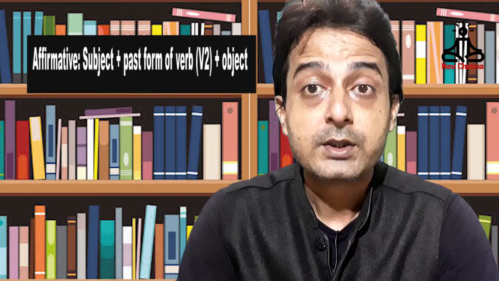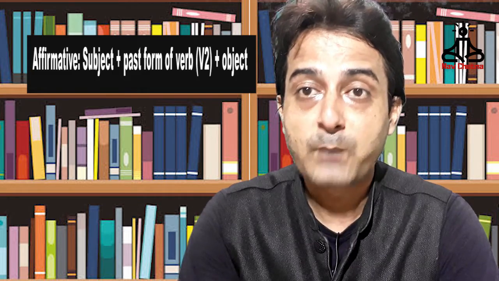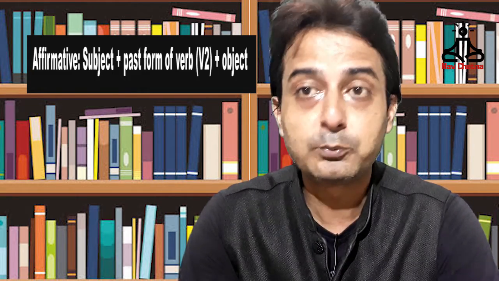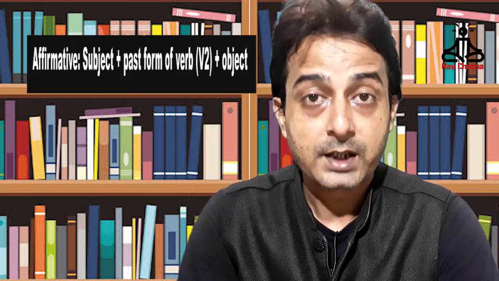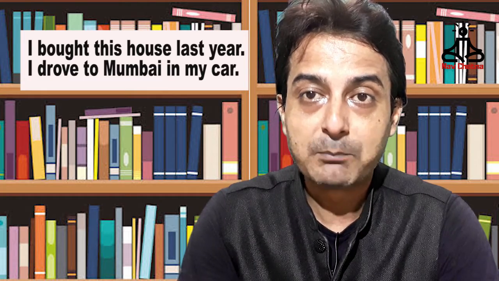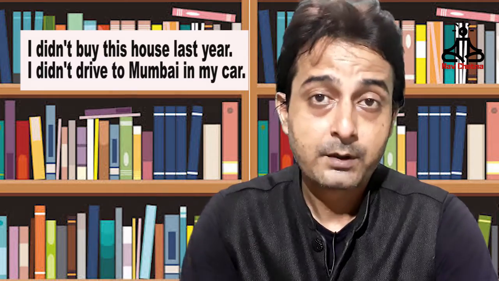Affirmative: subject plus past form of verb (V2) plus object. Example, I bought this house last year. I drove to Mumbai in my car. Negative: subject plus did not plus present form of the verb plus object. For example, I didn't buy this house last year. I didn't drive to Mumbai in my car.